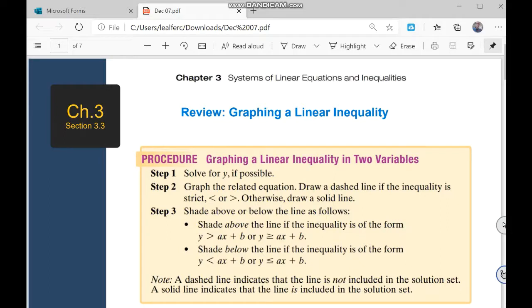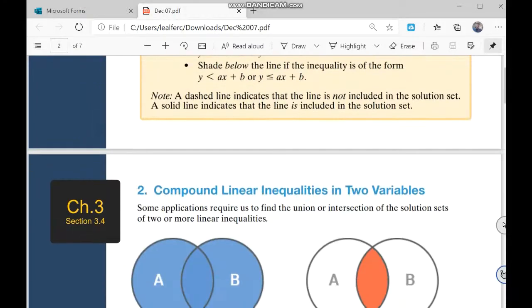Step number 1, solve for y, if possible. Step number 2, graph the related equation. And step 3, shade above or below the line according to the inequality. This is the step-by-step, pretty simple. And we will need this procedure today as well, so keep it at hand.